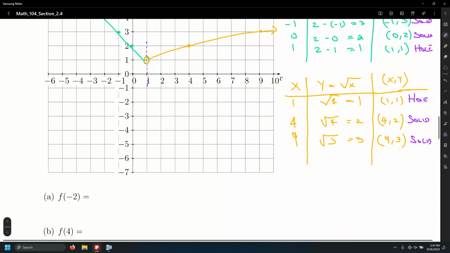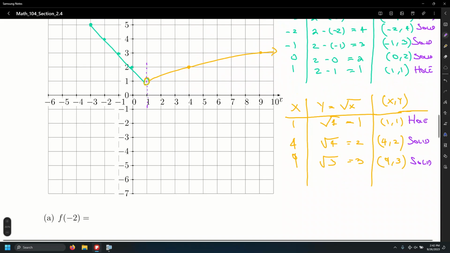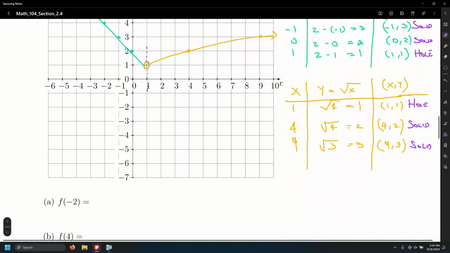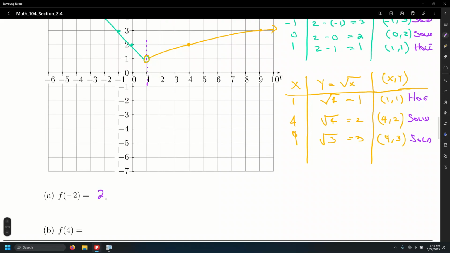All right. Okay, so let's evaluate f of -2. Now, the x value of -2, is it admitted in the yellow region or the green region? What is the value of f of -2? You can use the graph or use the function that we have: 2 minus (-2), which is 2 plus 2, which equals 4.